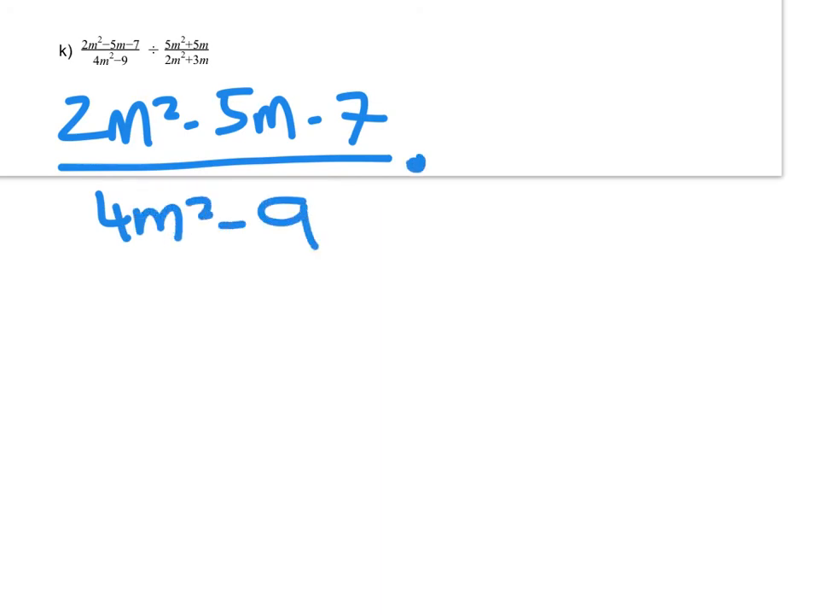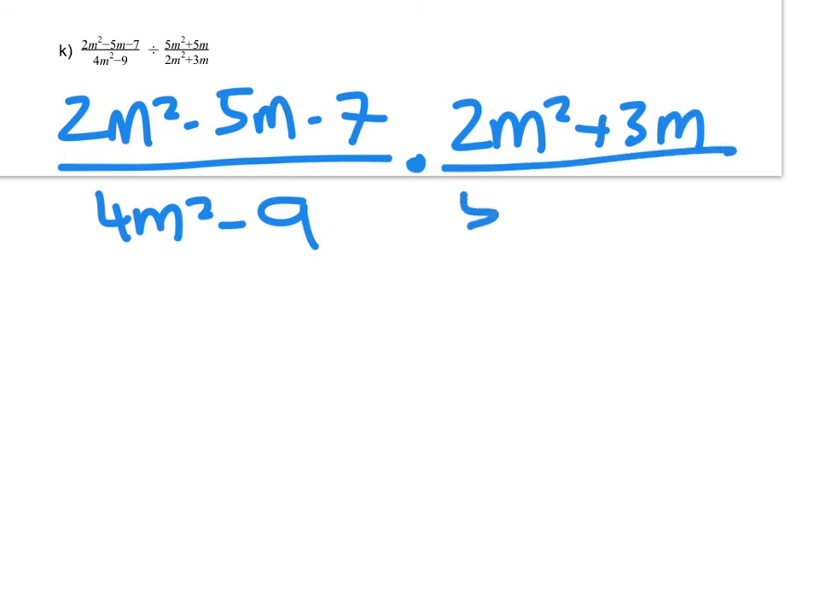And then we're going to change the division to a multiplication, and we're going to flip it upside down: 2m squared plus 3m over 5m squared plus 5m. So there's the first step, right? You get points for every single step that you do correctly. Okay, now let's try to factor all of these and see what can be cancelled out.